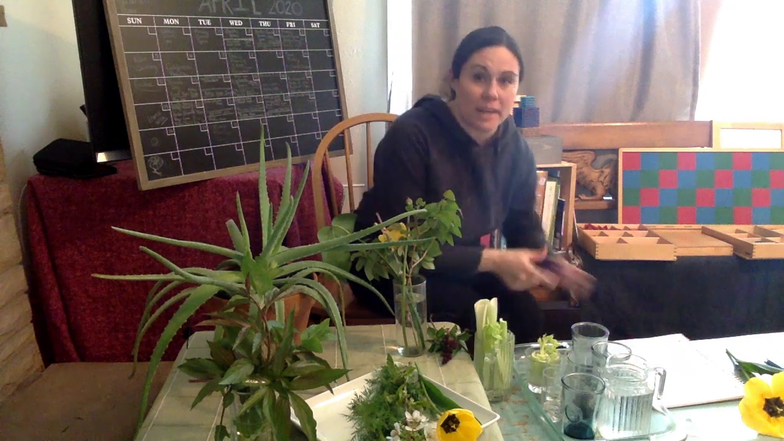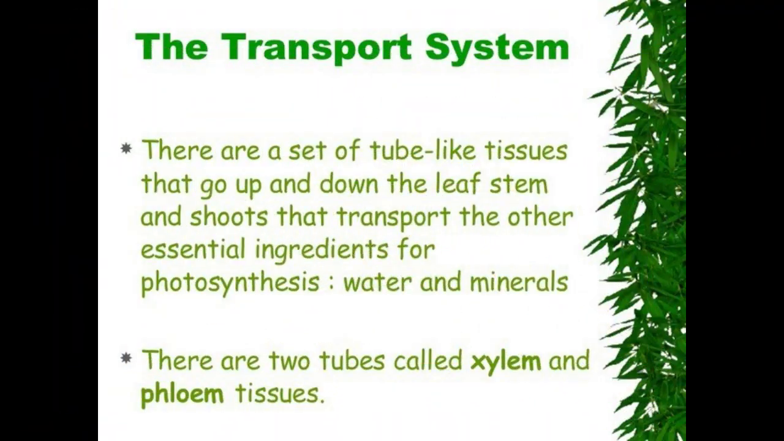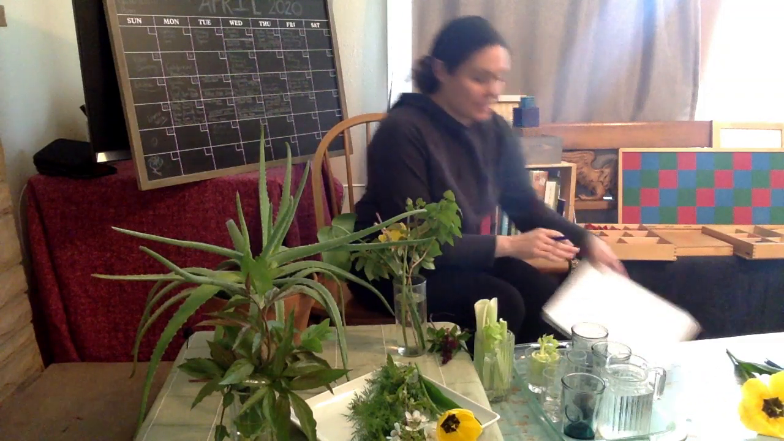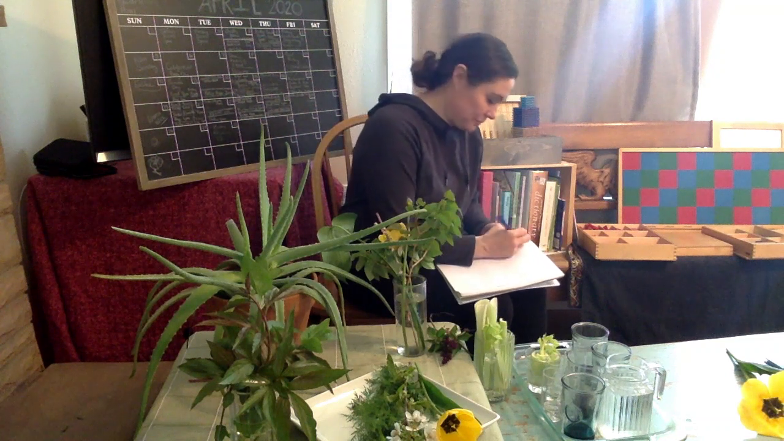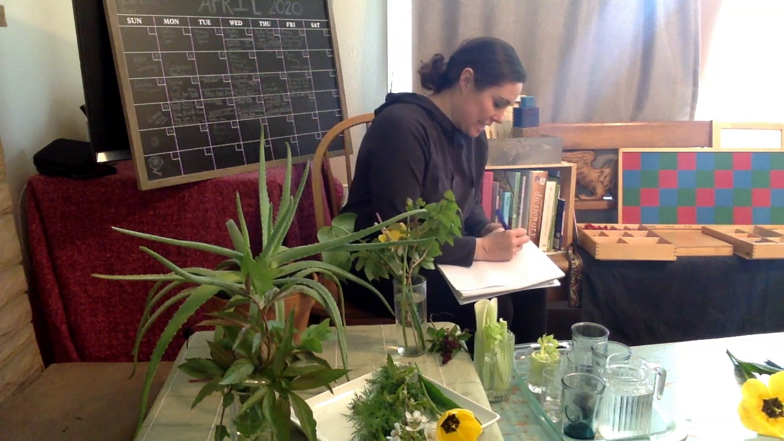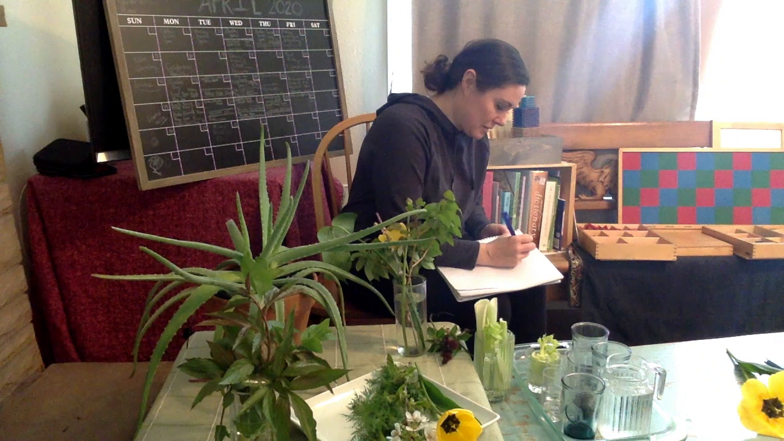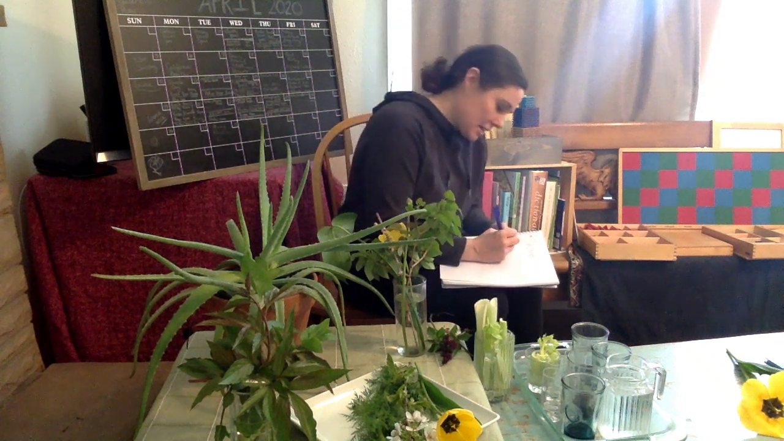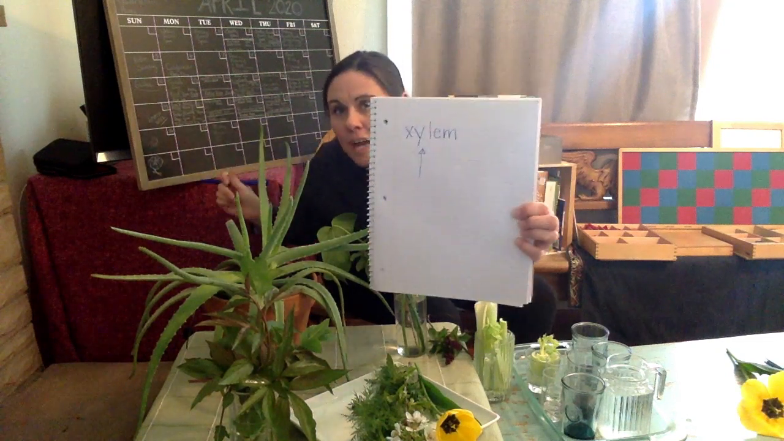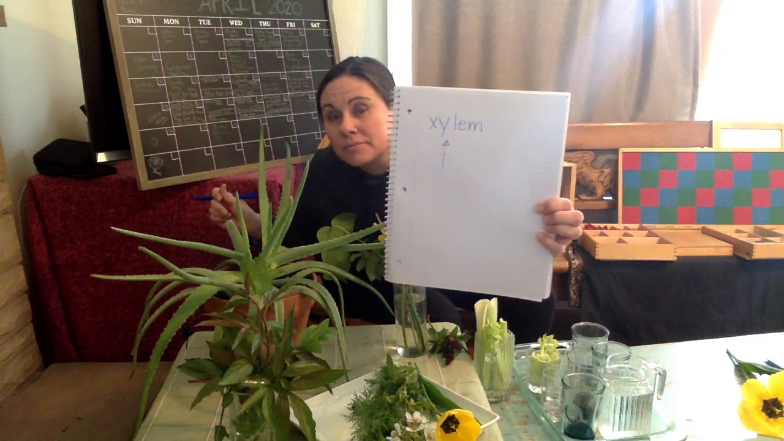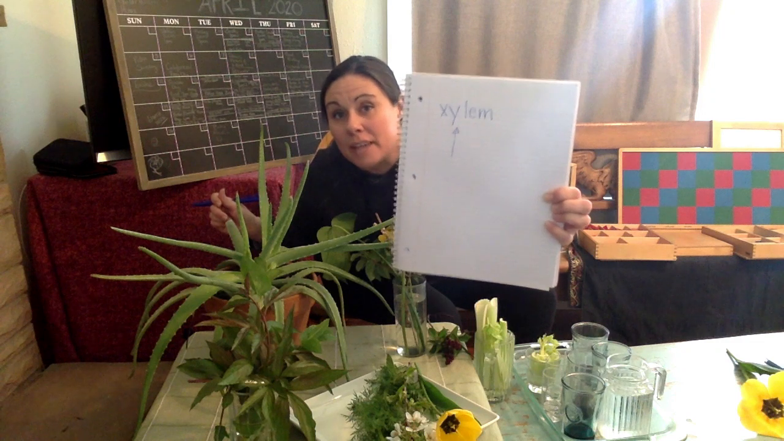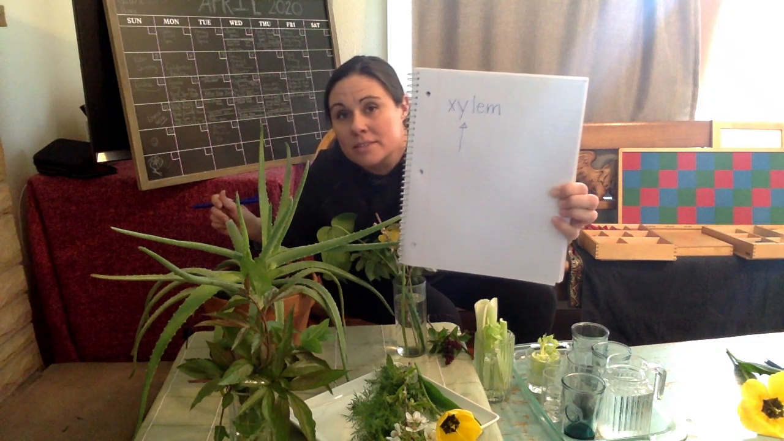One is called the xylem. I'm going to write that word down because it's a tricky word. Xylem. The xylem is what takes the water and the nutrients from the ground up to the edges of the plant, the leaves, the petals.